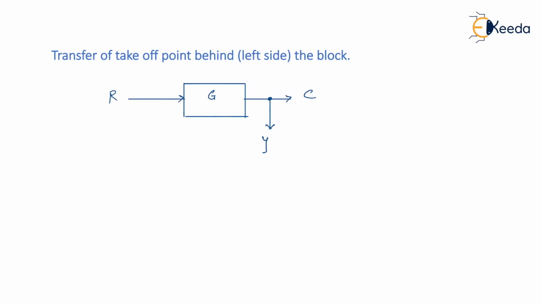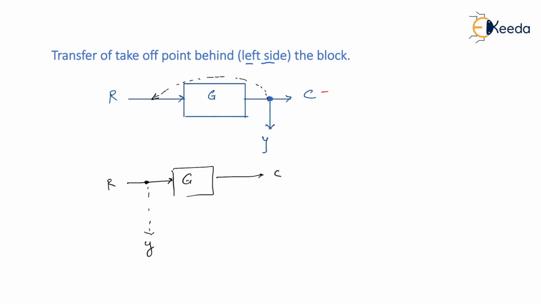Transfer of takeoff point behind the block. Behind means to the left hand side, and since we are planning to shift it to the left hand side, before that it is present here. Am I right? So the plan is to shift this over here. After shifting, it will look like this. It is R, then we have the G block here, then we have C as output, and Y is shifted somewhere here. As I said, you do any type of alteration, you reduce the block, you do whatever you want, but make sure that outputs remain unaffected in every case.